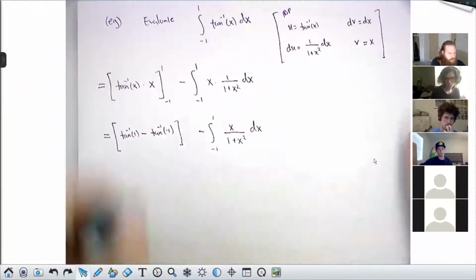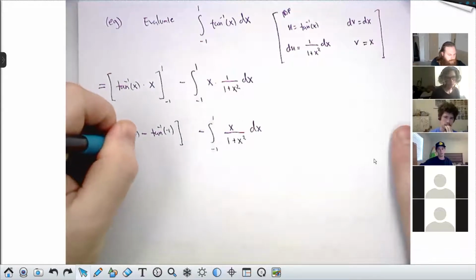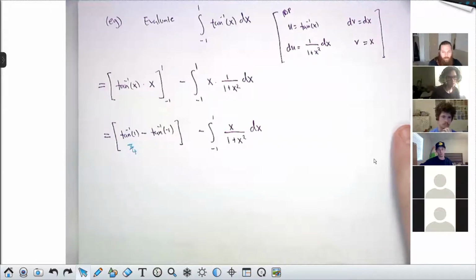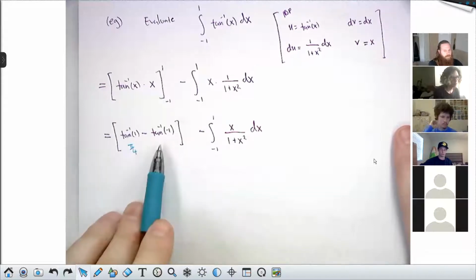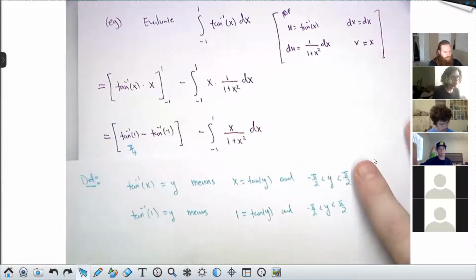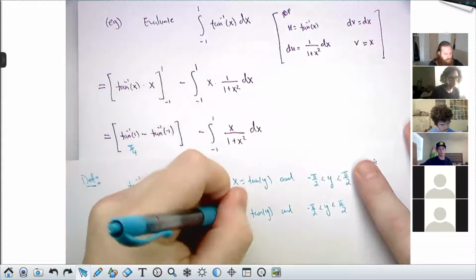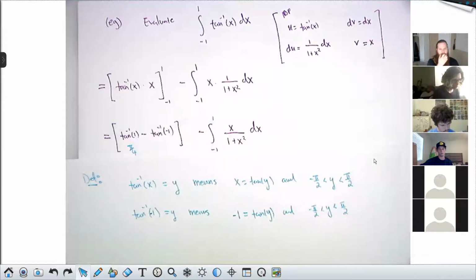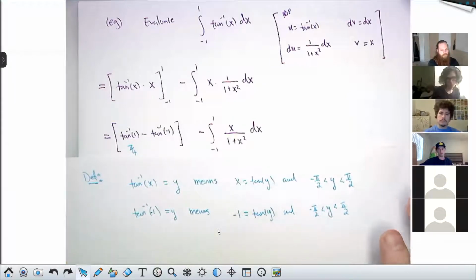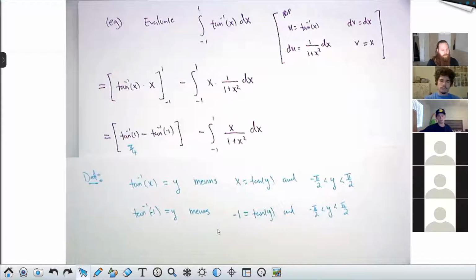So the inverse tangent of 1 is pi over 4, because the tangent of pi over 4 is 1, and pi over 4 is between negative pi over 2 and pi over 2. What about the inverse tangent of negative 1? So what angle between negative pi over 2 and pi over 2 has tangent of that angle equal to negative 1? Negative pi over 4? Beautiful, negative pi over 4, right?